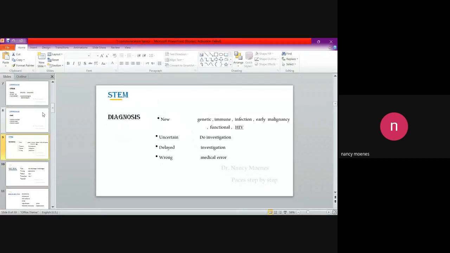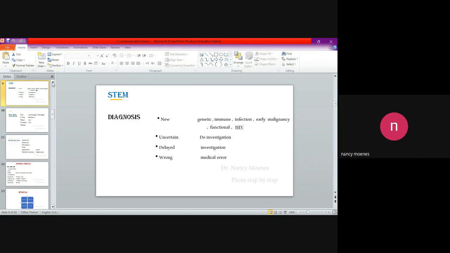What is the stem? If we have the stem, what about the scenarios that you have in this communication? You have the patient, you examine the patient, and then now you're telling the diagnosis. So it's about diagnosis. A new diagnosis may be uncertain or delayed or wrong. You may have the suggestion that the patient has HOCM, a genetic disease. You may have MS, immune disease. You may have MRSA, infection. He may have lymphoma.